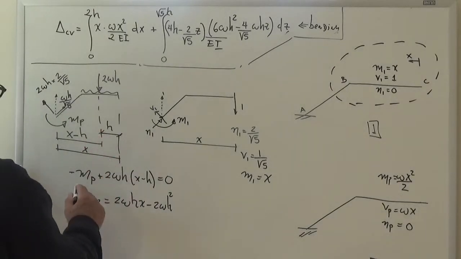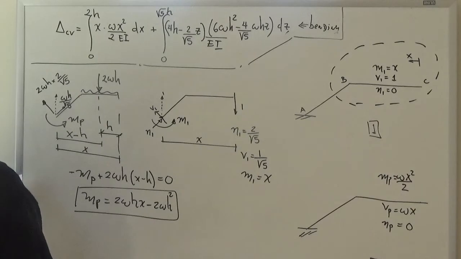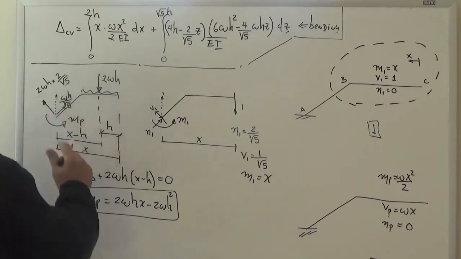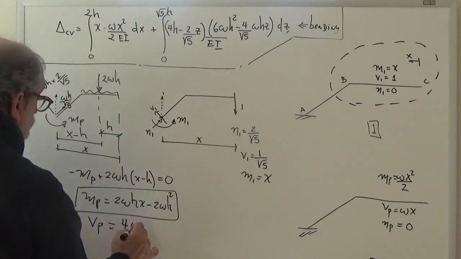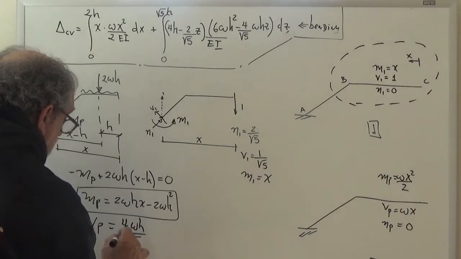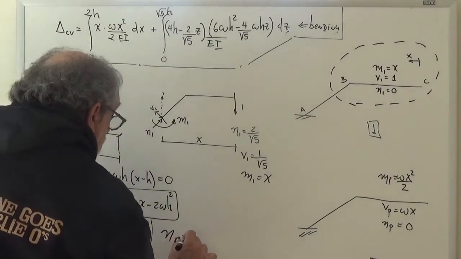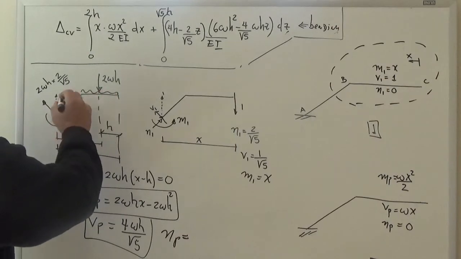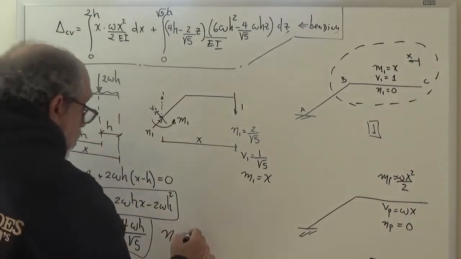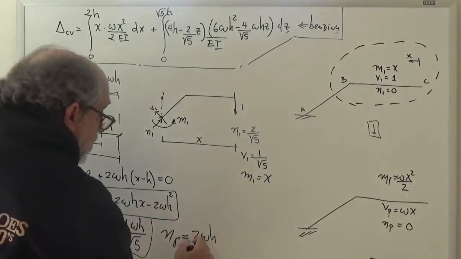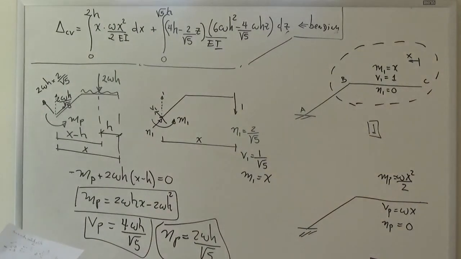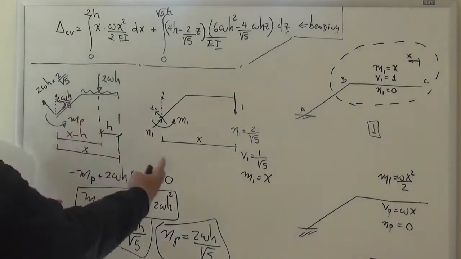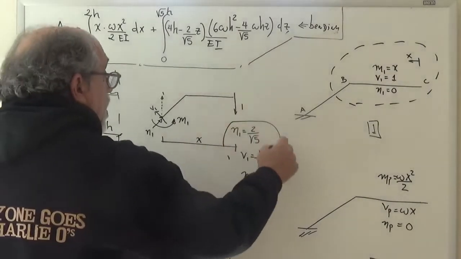let me write it down. So this is MP. From my sketch here, I have VP equals 2WH times this, so I got 4WH over square root of 5, and I have NP equals 2WH over square root of 5. Yeah, okay, so that's fine, that's correct. Okay, so we have our P results and we have our 1 results.